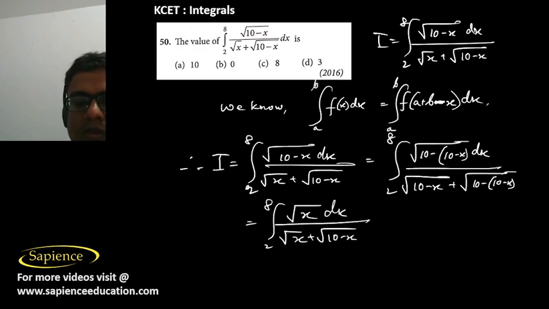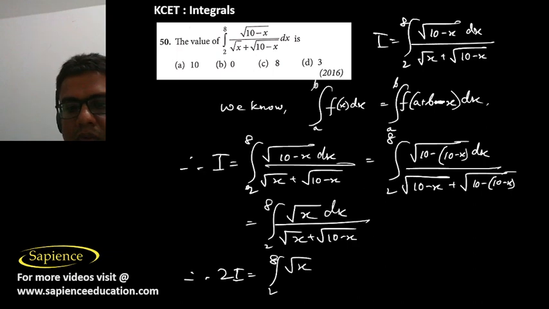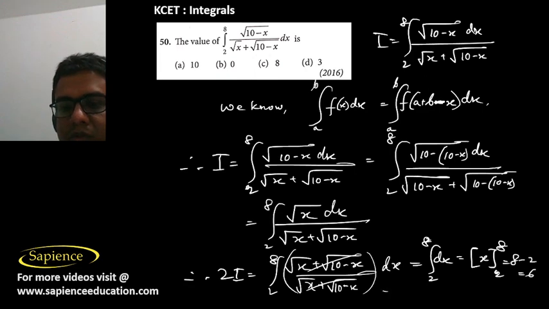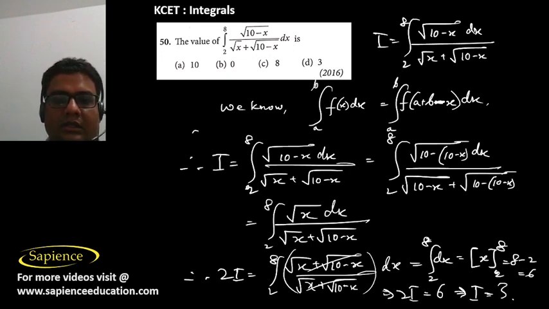Now if I add these two integrals, 2I can be written as the integral from 2 to 8 of (root x plus root (10 minus x)) by (root x plus root (10 minus x)) dx. These two will get cancelled. So this is the integral from 2 to 8 of dx, which is equal to x. So this is 8 minus 2, which is 6. So 2I is equal to 6, so I is equal to 3. So option D is the correct answer.